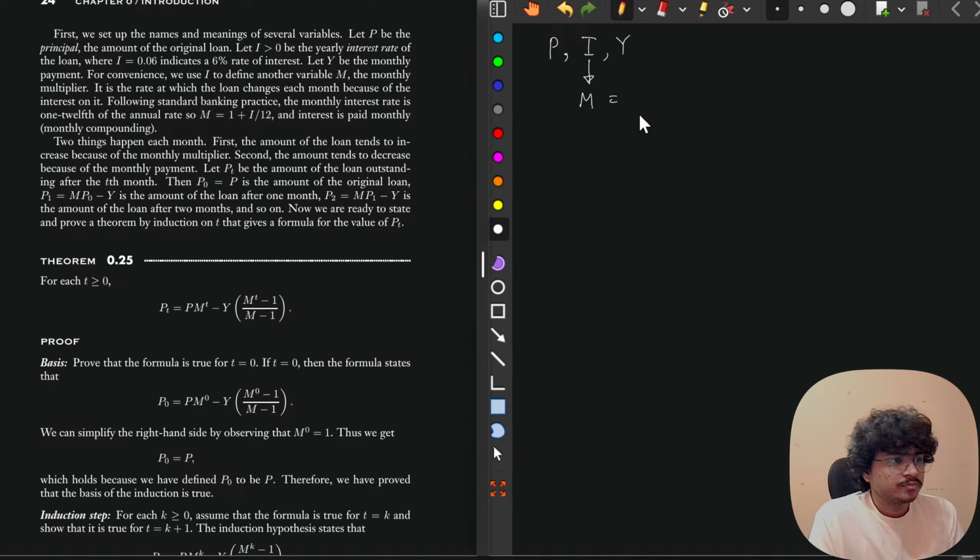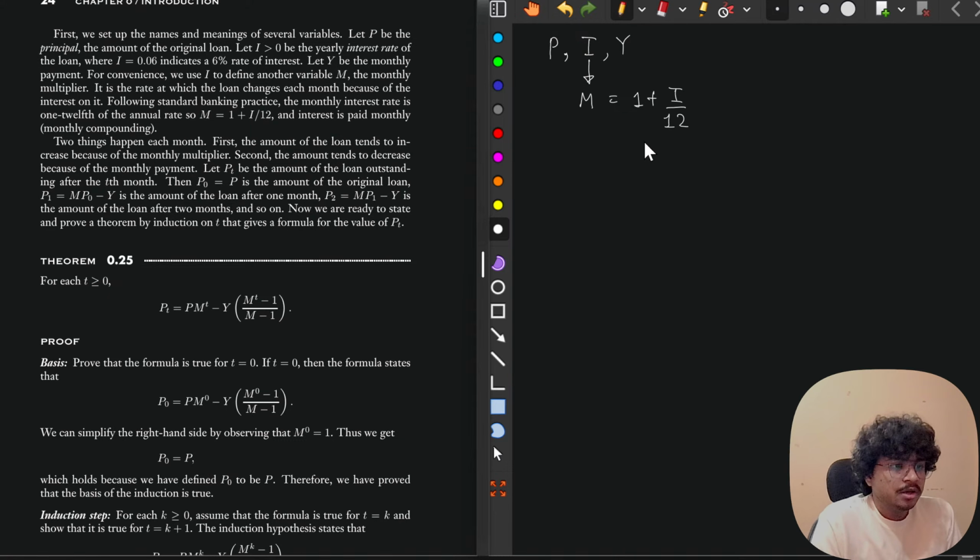So M equals 1 plus i by 12. Why am I writing 1 like that?